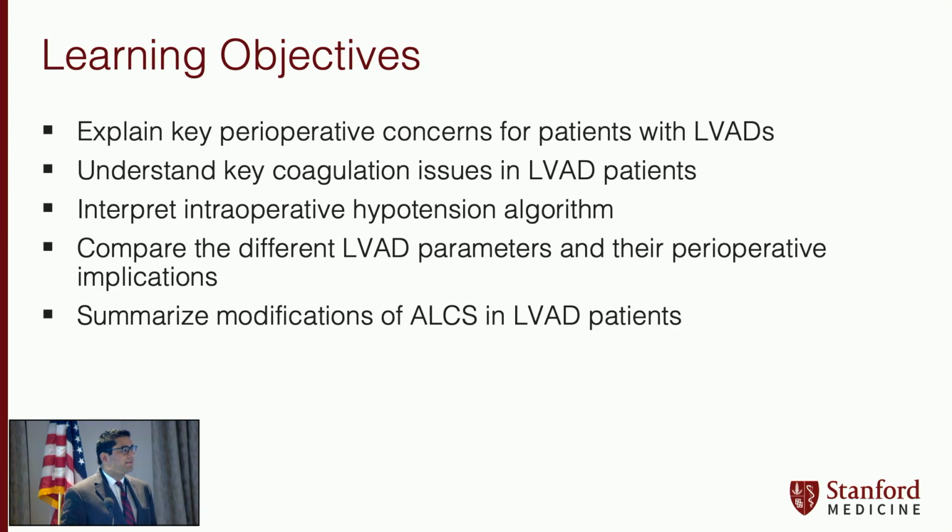We'll talk about some key perioperative concerns with patients with an LVAD, understanding the coagulation issues that these patients may present with. We'll discuss an intraoperative hypotension algorithm if you get into trouble. And then we'll compare different LVAD parameters and their perioperative implications. We'll discuss some of their settings and try to understand some of the vocabulary that exists around these devices. And then we'll discuss modifications to the ACLS algorithm in case that is needed in your LVAD patients.